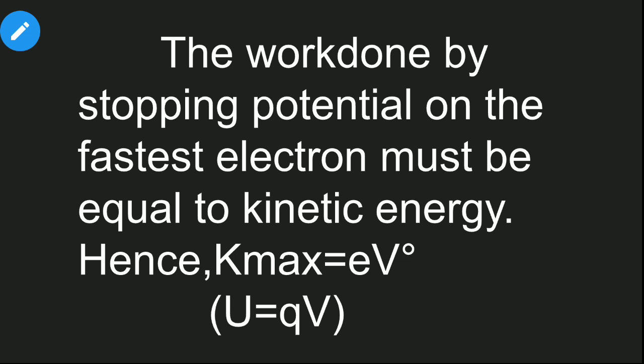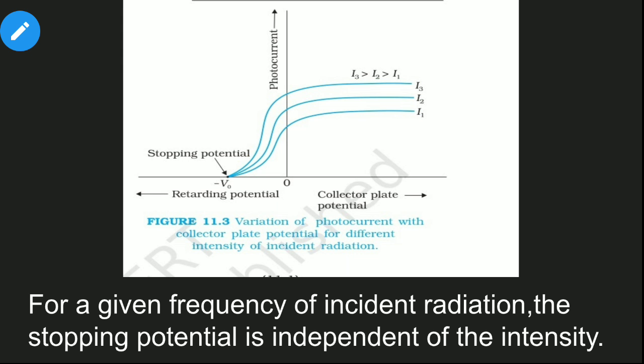Now, if we do this experiment with incident radiation of the same frequency but of higher intensity I2 and I3, as shown in this graph, we find that values of saturation current have increased in proportion to intensity of incident radiation while stopping potential is still the same, which implies that for a given frequency of incident radiation, the stopping potential is independent of the intensity.